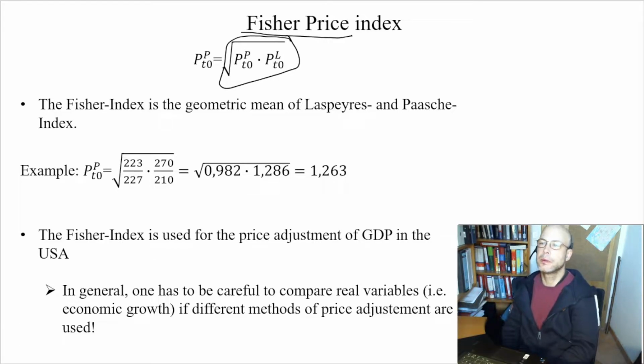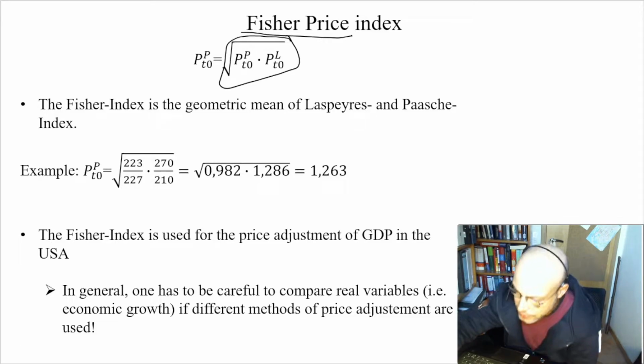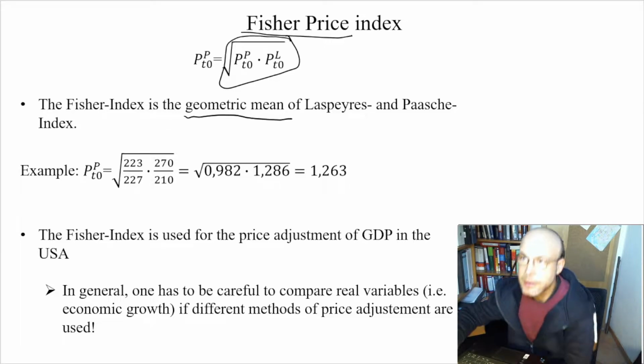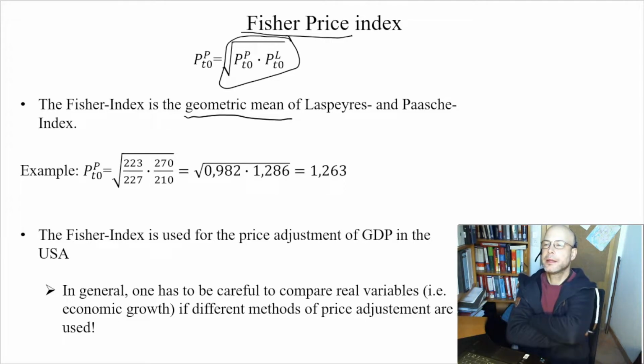And do you know what kind of mean it is if we have two numbers, multiplying them and taking the root? This is the so-called geometric mean. So what is maybe the nice thing if we look at these price level estimators, that we have the three general means which we know from our introductory courses in statistics.